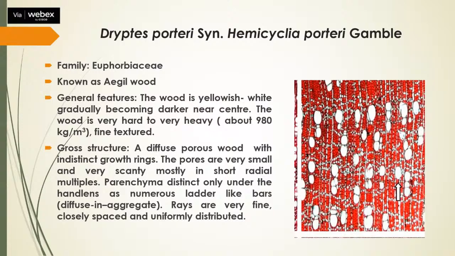So the next adulterant is Drypetes. Here the pores are in short radial multiples, and they also have diffuse in aggregate parenchyma, but it is more like a ladder one. So this belongs to the family Euphorbiaceae, known as Aglai wood. The color of the wood is yellowish white, but after some time it becomes darker near the center. The specific gravity or the density of the wood is around 900 kg per meter cube. Again, this also has a fine texture, and its gross structure is diffuse porous wood with indistinct growth rings. The pores are very small and very scanty, mostly in short radial multiples. Parenchyma is distinct under the hand lens as numerous ladder-like bars, that is, diffuse in aggregate. Rays are fine and closely spaced. So through the vessel arrangement, this can also be differentiated.